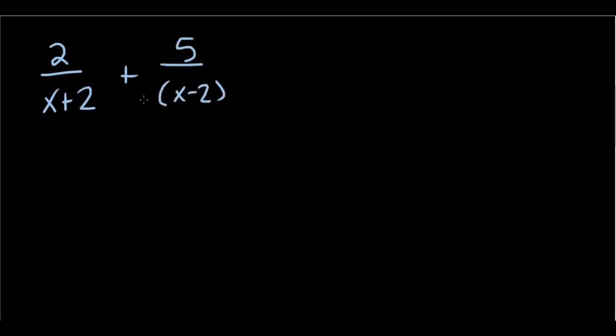Okay, the next one is going to be 2 over x plus 2 plus 5 over x minus 2 equals 6 over x squared minus 4.